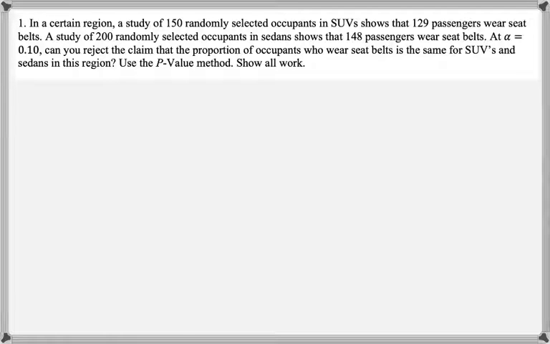In a certain region, a study of 150 randomly selected occupants in SUVs shows that 129 passengers wear seatbelts. A study of 200 randomly selected occupants in sedans shows that 148 passengers wear seatbelts. At alpha equal to 0.10, can you reject the claim that the proportion of occupants who wear seatbelts is the same for SUVs and sedans in this region? Use the p-value method and show all work.